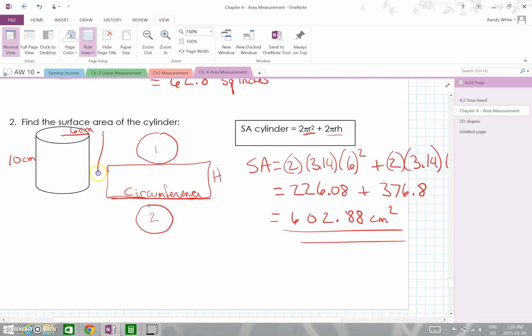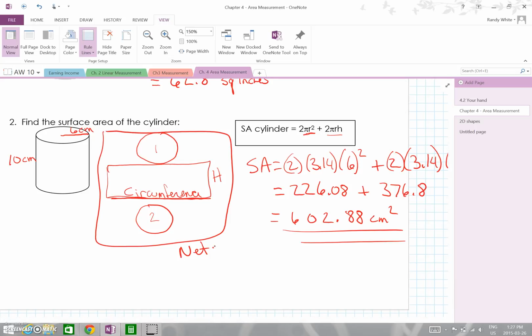Now this shape right here, when we break it down like that, that's what we call a net. And so sometimes it's helpful to do that when we're trying to figure out what the area of a particular object is.